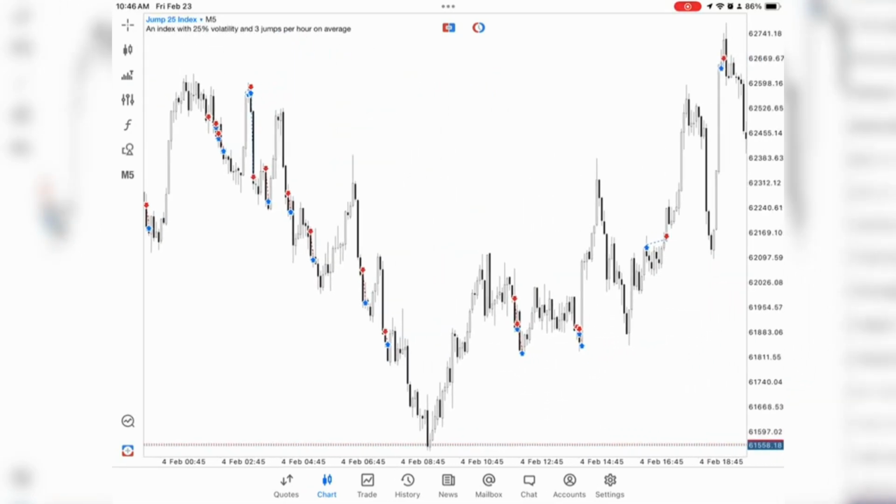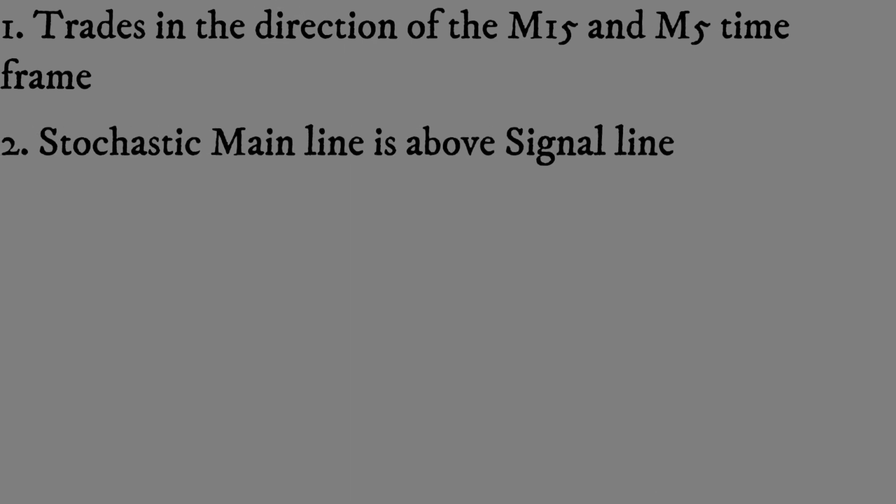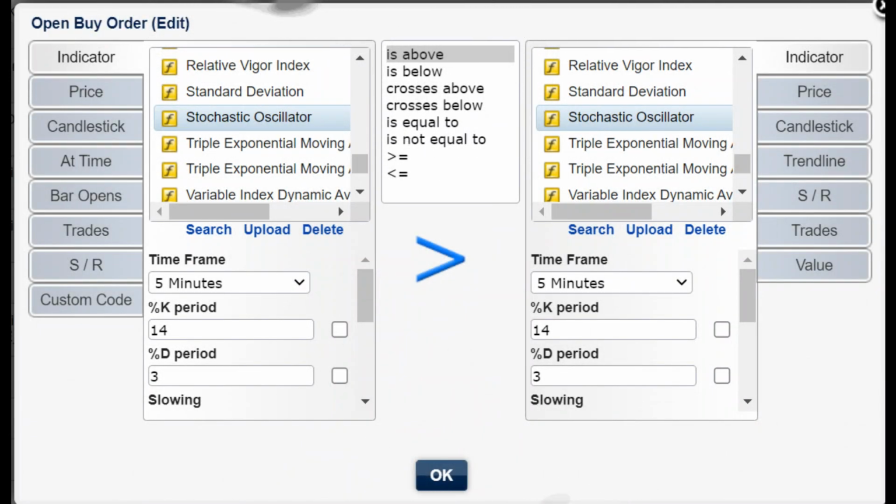Next, the third function denotes that the stochastic must also be showing an uptrend. In this case, the buy condition that we are going to write for this is denoted as follows: stochastic main line is above stochastic signal line, with the time frame being set to 5 minutes, with all the other settings remaining the same.